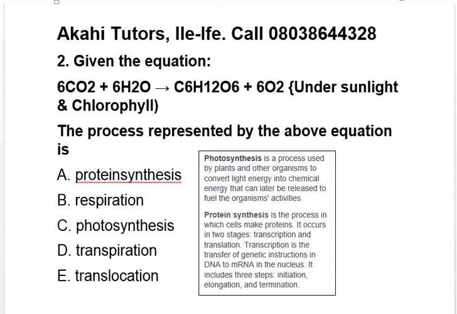Option D, transpiration, is the process by which living plants lose water through the leaf. And E, translocation, is the process by which plants conduct their food, the transportation of food within the plant. So the best option for number two is option C. This equation represents photosynthesis.